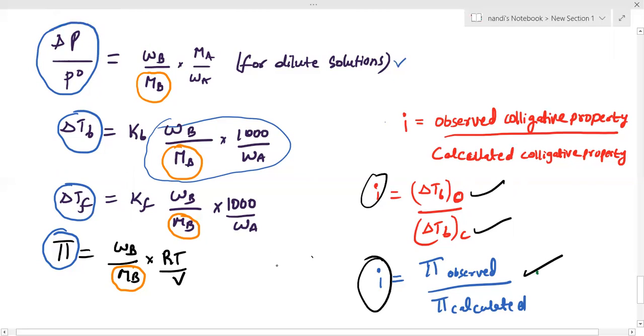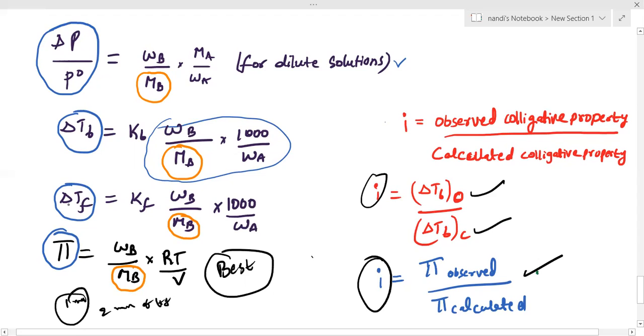But the best one is always osmotic pressure, because we can measure even small changes. We measure pressure in terms of mm of Hg, so even 1 mm of Hg or 2 mm of Hg we can measure. But in the remaining cases you can't measure easily. That's why the best method is osmotic pressure. If they ask which of the following methods is good for calculating DNA molecular weight or protein molecular weight, you can choose osmotic pressure as the best method always.